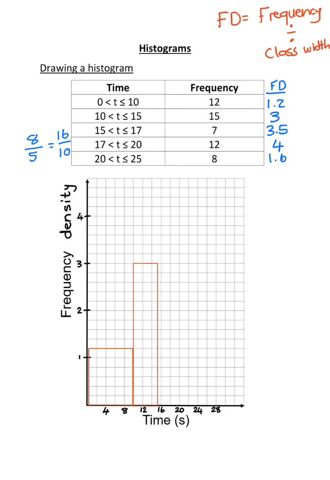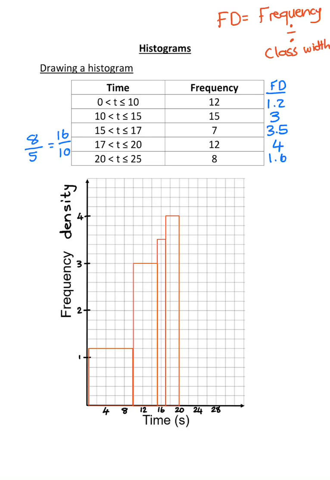So something like that. And then from 15 to 17, 3.5. 15 to 17, so 17 would be there. And I want to go up to 3.5. And the next one is from 17 to 20, I want to go up to 4. From 17 to 20, go up to 4. So that would be there.